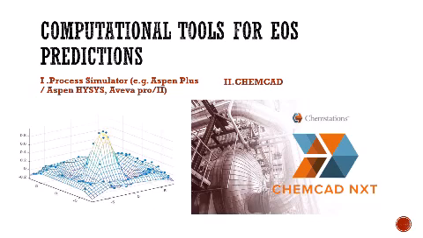We are now looking at the computational tools which are used for EOS predictions. Manual equations of state calculations can be tedious, especially for complex mixtures. That's where these computational tools come in. We have the process simulators like Aspen Plus, Aspen HYSYS, and AVEVA PRO/II, which are powerful for large-scale industrial process modeling. We also have ChemCAD, which is often used for chemical process simulation and optimization.